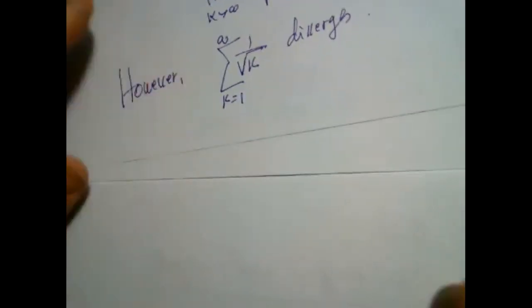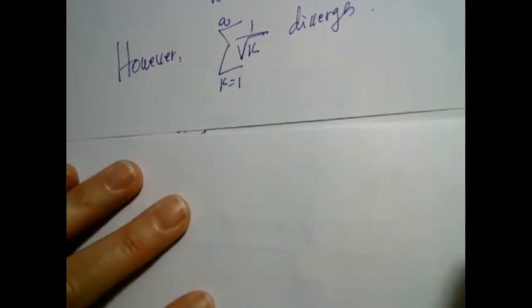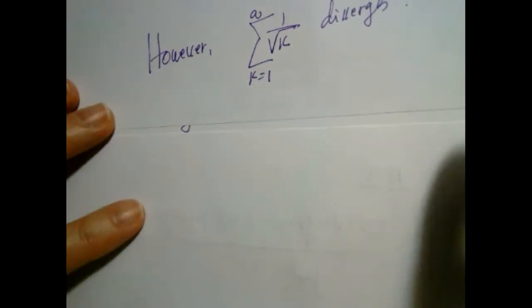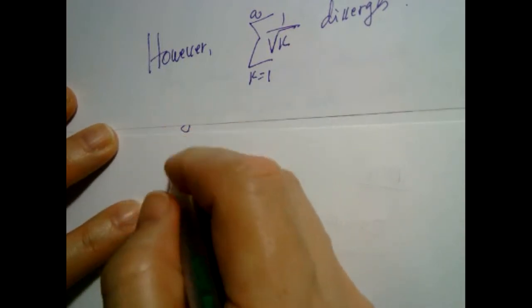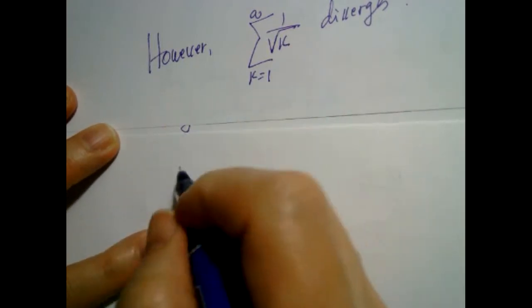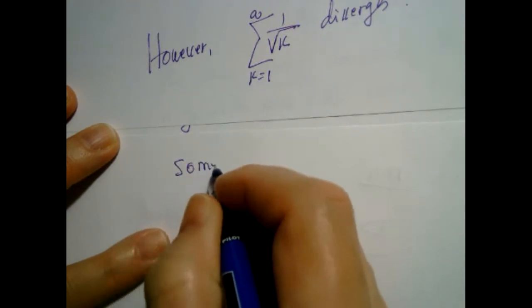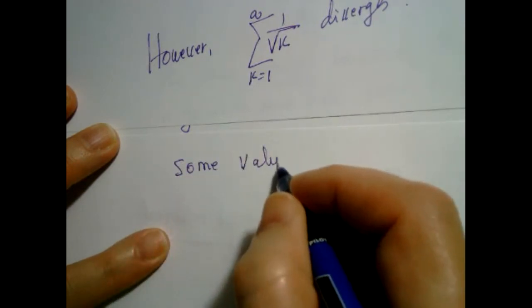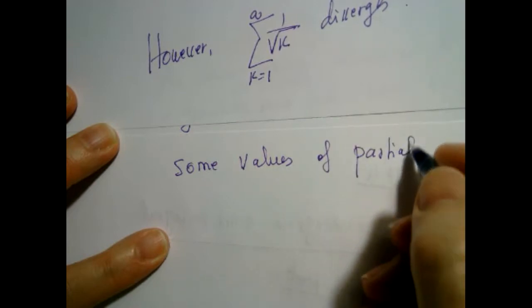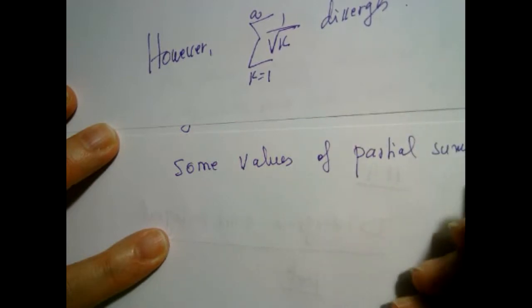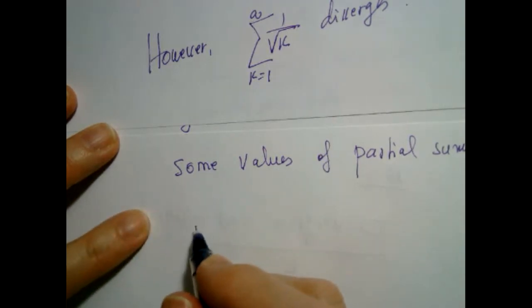blowing up. So if I pick up my calculator, or I use one of the many websites that compute the sum, if I start computing the sum, let me give you some values of the partial sums, just to give you an idea why. So some values of partial sums are the following.